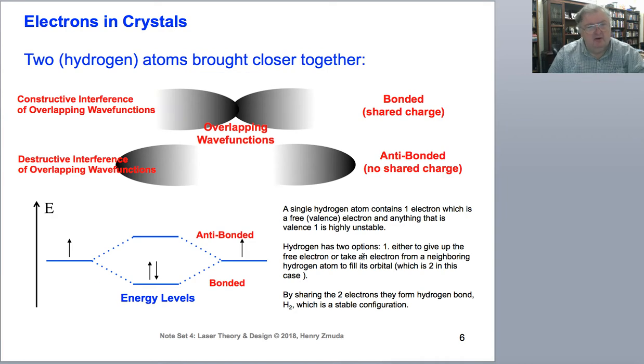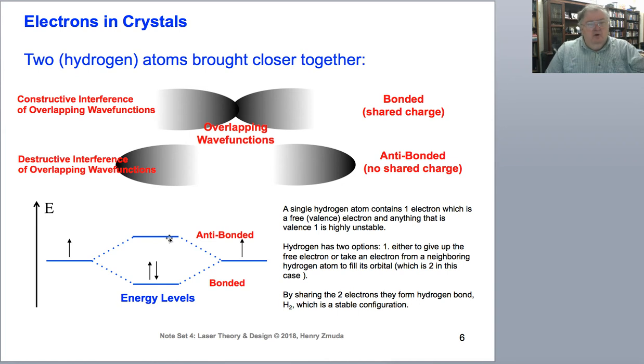So again, very qualitatively, if I have two hydrogen atoms far apart from each other, and I start to bring them close to each other, each hydrogen atom has a wave function. Those wave functions will start to feel the effect of each other, so they'll start to couple, and the energy band is going to split into two levels.